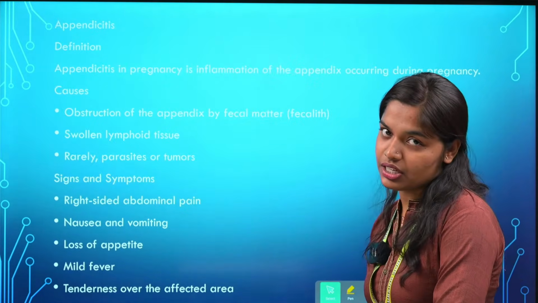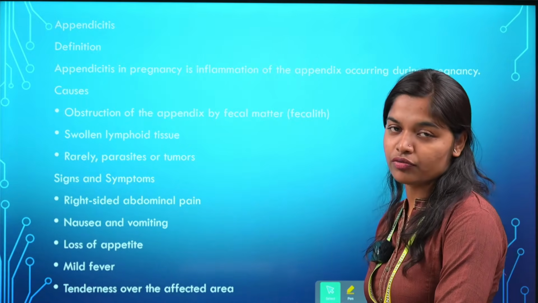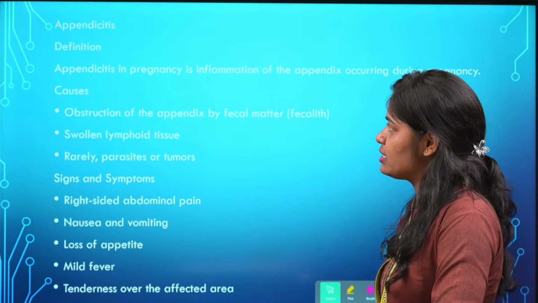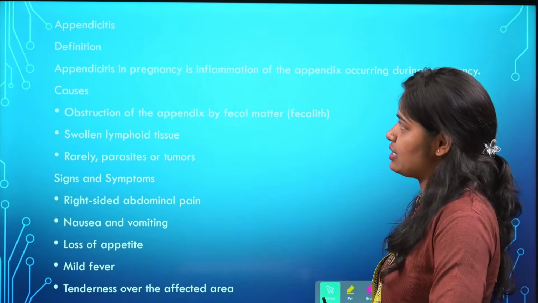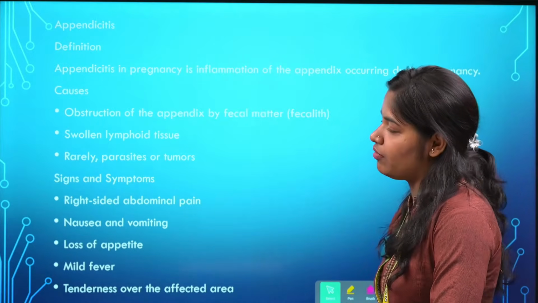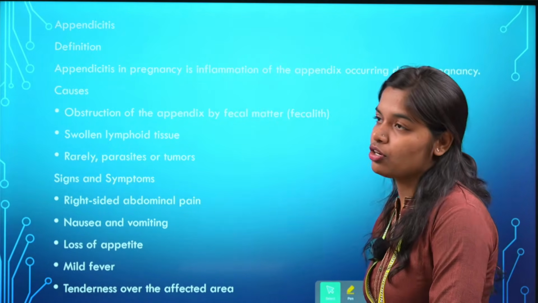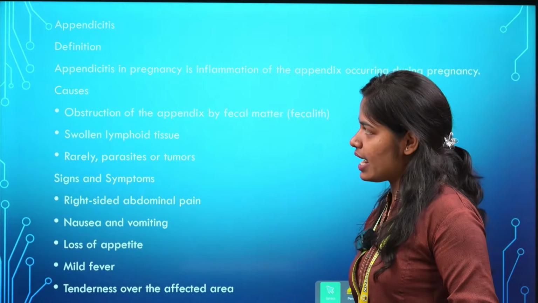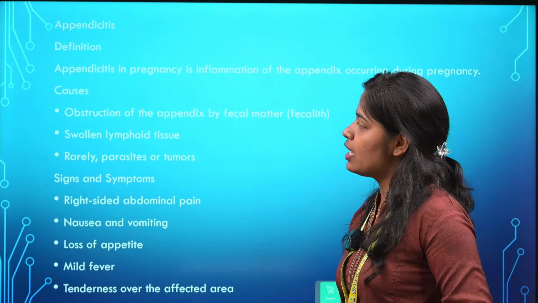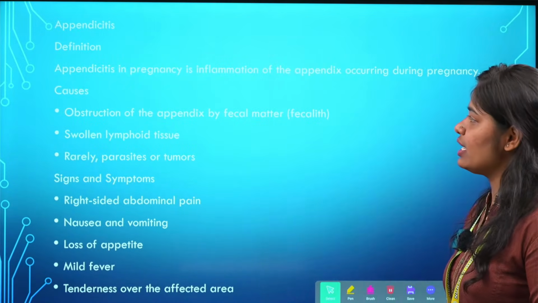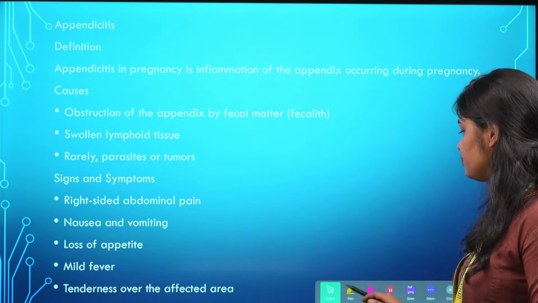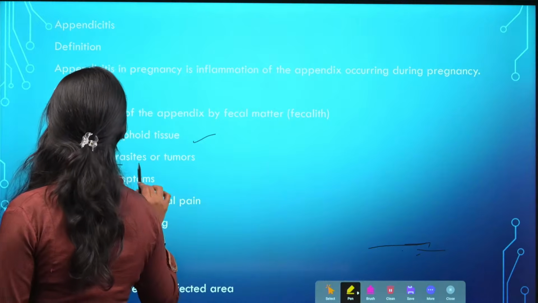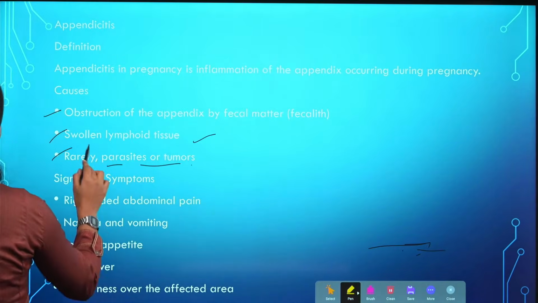Then the next condition is appendicitis. It is one of the surgical management conditions. Appendicitis in pregnancy is an inflammation of the appendix, a condition in which there will be an infection and inflammation of the appendix in the time of pregnancy. The main causes include obstruction of the appendix by fecal matter, swollen lymph node tissue, and rarely parasites or tumor.